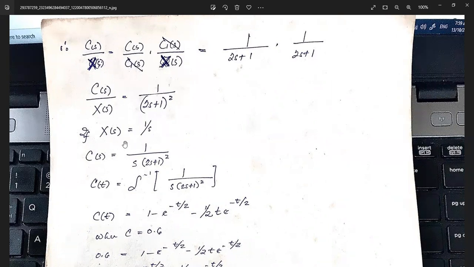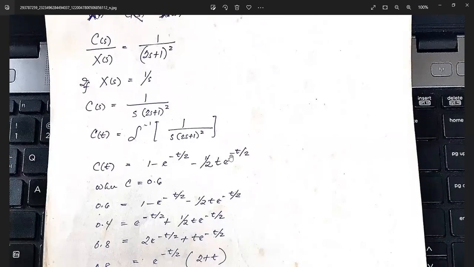If X of S is equal to 1 over S, there's a step change in the concentration of the feed, because it started from 0 to 1 pound of salt per cubic feet. So your X of S is 1 over S. So your C of S, if you substitute 1 over S here, will be 1 over S times the quantity 2S plus 1 squared. In this case, you need to use the method of partial fractions. So you need to get the inverse Laplace of this expression.